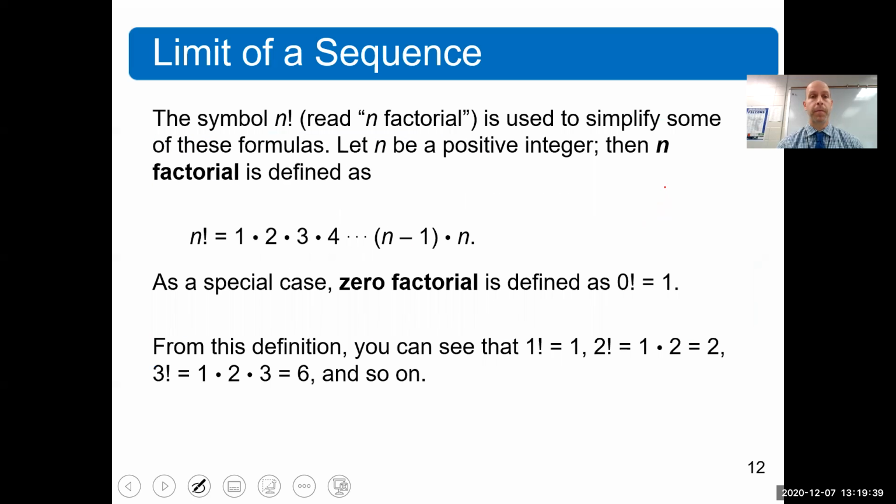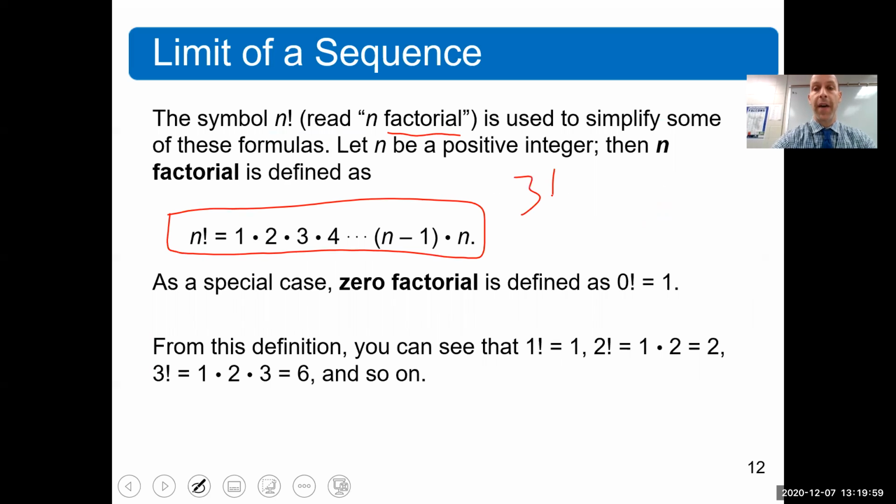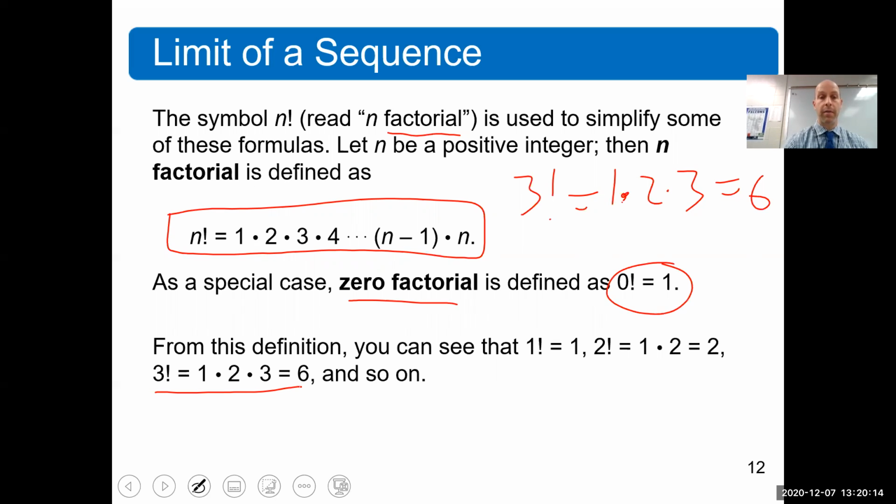All right, we're going to use a symbol called factorial quite a bit in this chapter. The definition is this: n factorial is simply the product of 1 times 2 times 3 times 4 all the way up to n. For example, 3 factorial is 1 times 2 times 3. In other words, it's 6. It turns out 0 factorial we simply define as 1. Oh, by the way, I guess I already did 3 factorial.